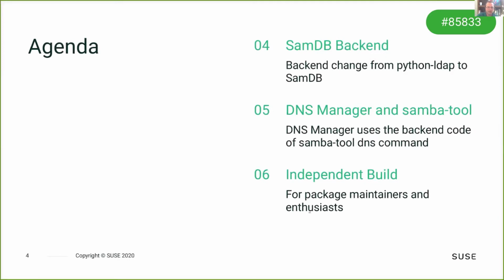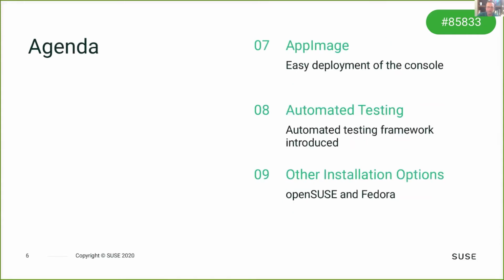Next, I'll talk about the backend changes to Active Directory Users and Computers and ADSI Edit. I'll also review the backend code that DNS Manager uses, which it shares in common with the samba-tool DNS command. I'll talk about an independent build I put together that wraps all the build requirements for these tools into a single package. Then I'll introduce an AppImage I've created that allows you to easily deploy these tools to most Linux distributions. I'll also introduce some new automated testing, which has already caught a number of bugs. And finally, I'll mention some other installation options on OpenSUSE, SUSE Linux Enterprise Server, and on Fedora.